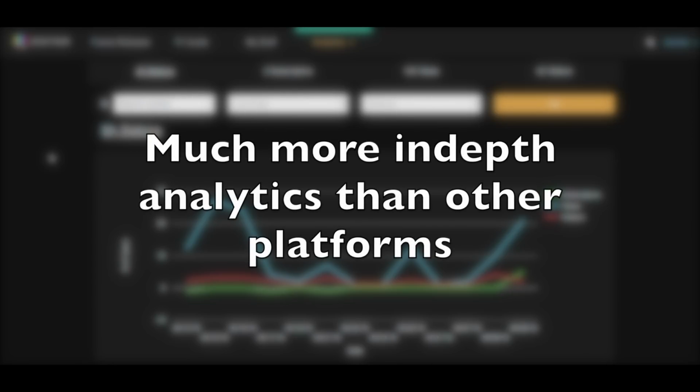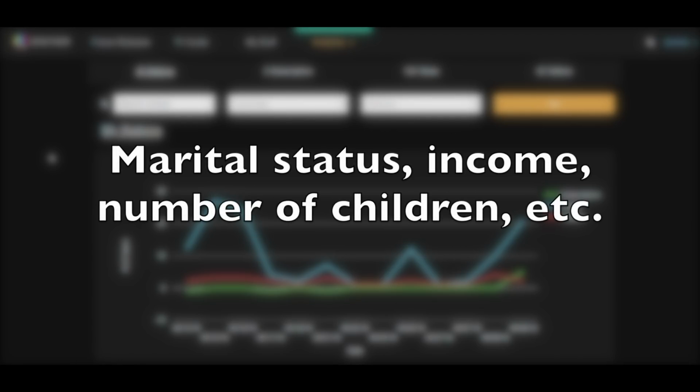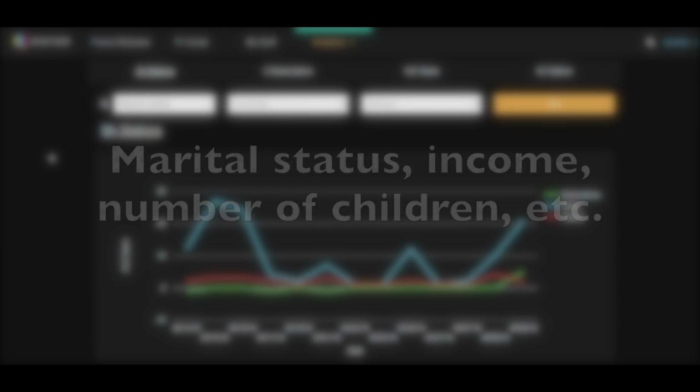So you won't just know the age, gender, and the general location of the viewers, right? You're going to know if they're married. You're going to know if they're college educated and how well educated they are. You're going to know their income level. You're going to know how many children they have. You're going to know if they recently bought a car.